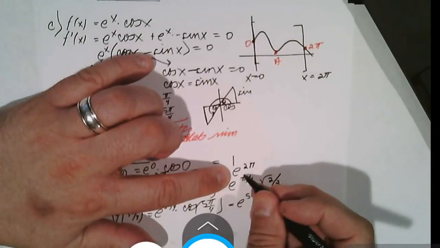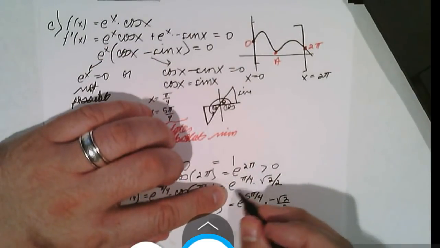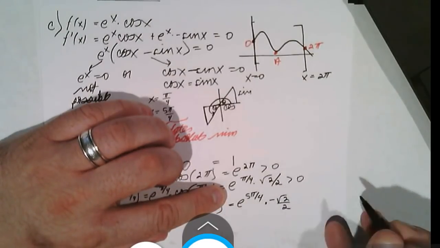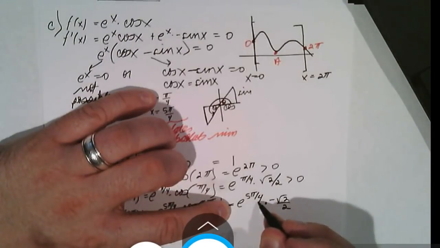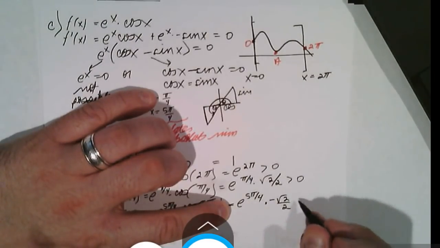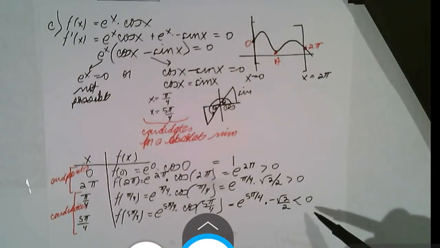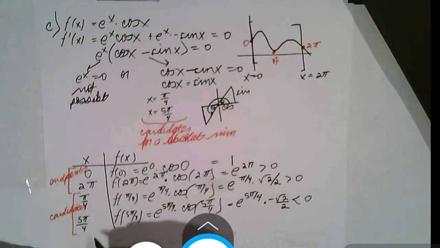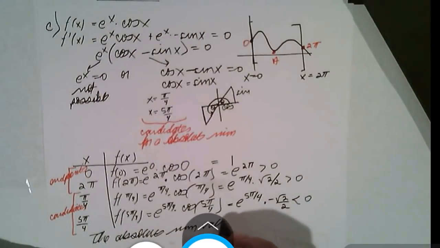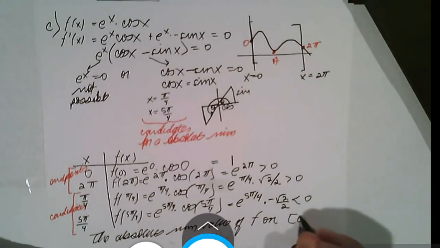1, e to the 2 pi, which is a positive number, e to the pi over 4 times square root of 2 over 2 is positive. E to the 5 pi over 4, I don't know what that is, but I know that that's positive times this negative. That is a negative value. So when I'm asked the question, let me go back and read the question, find the absolute minimum value of f on the interval 0 to 2 pi, it is e to the 5 pi over 4 times negative square root of 2 over 2.